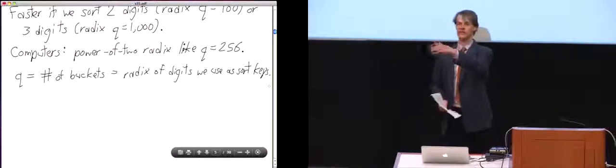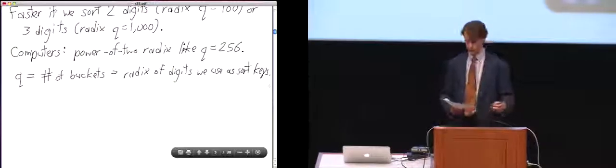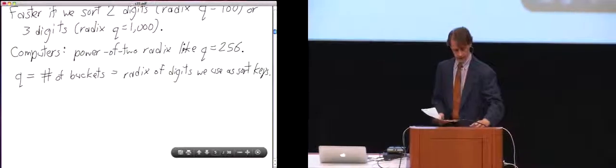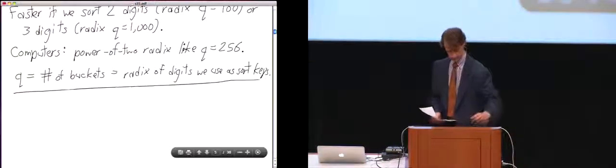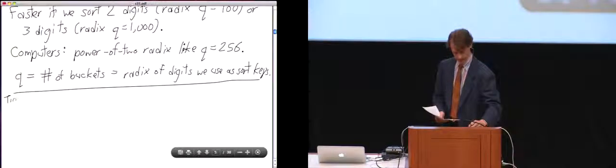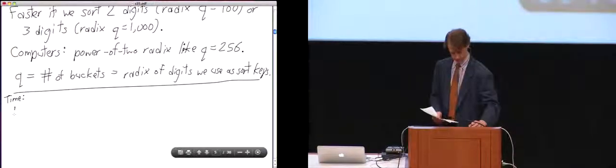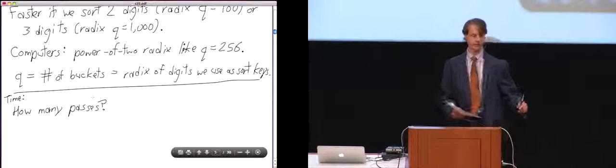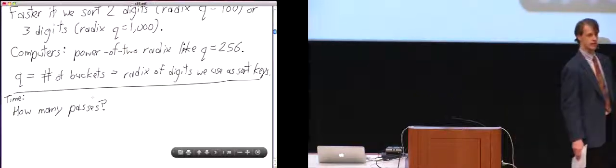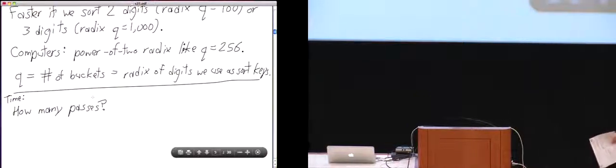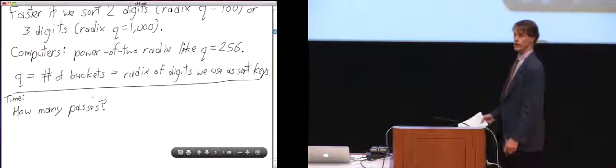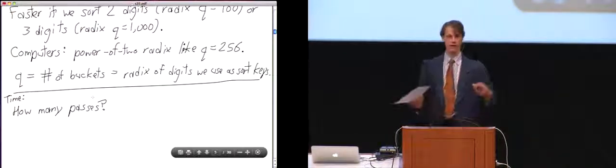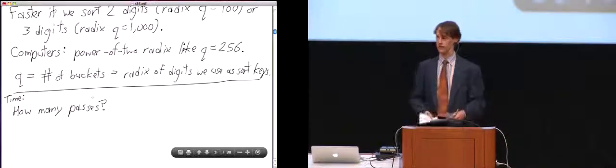So now let me come to the question I was asked: what is the running time of radix sort? To figure that out, to figure out time, first we have to ask the question, how many passes do we have to perform of bucket sort or of counting sort in order to completely sort a bunch of keys? And that depends on how long the keys are and how many buckets we're willing to use.